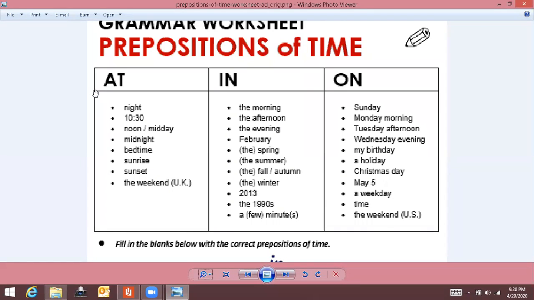At 9 p.m. Or you can say at night. You can say at noon, at midday, midnight, bedtime, sunrise, sunset. And if you are speaking with someone from England, it is recommended that you say at the weekend. Do we have any questions about the first part of the chart?